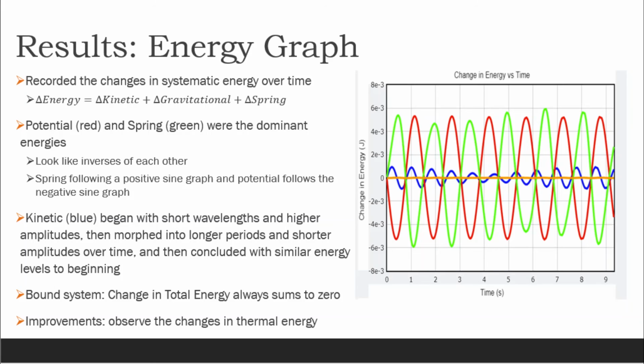The results of the energy graph demonstrate the conservation of energy in the bound system. Potential in red and spring in green were the dominant energies, and they look like inverse sine graphs of each other. The kinetic energy demonstrated similar wavelengths at the beginning and the end, but in the middle time period developed shorter amplitudes and longer periods. Additionally, the bound system principle was followed because the total energy summed to 0. Finally, I would improve on this graph by incorporating changes in thermal energy.